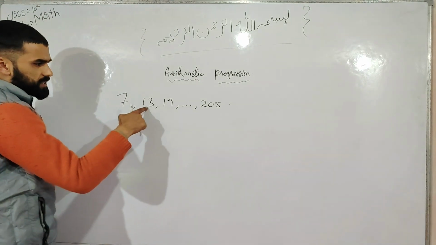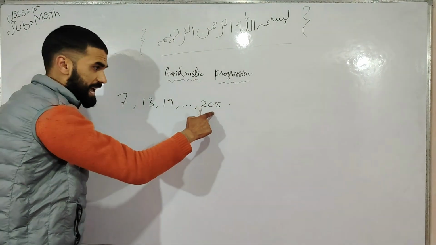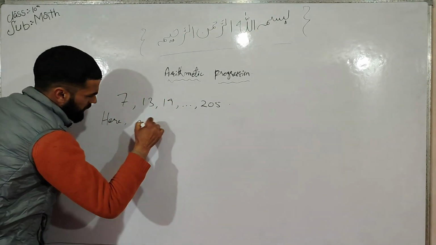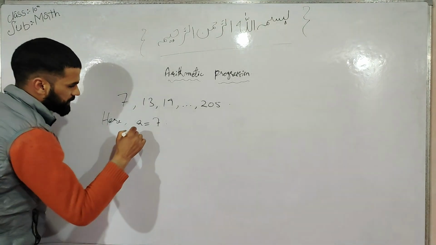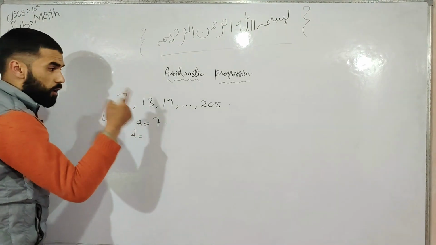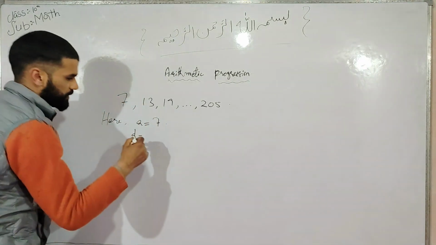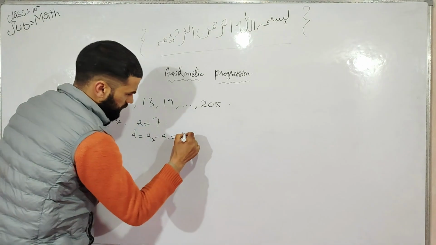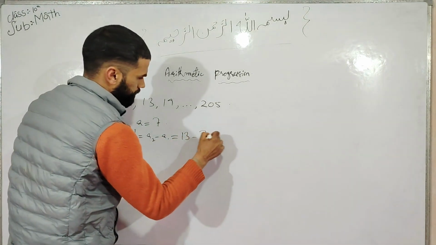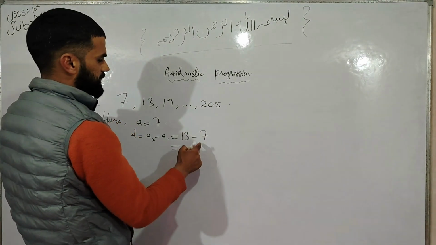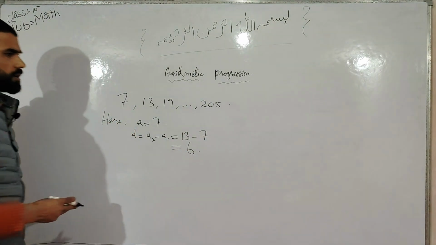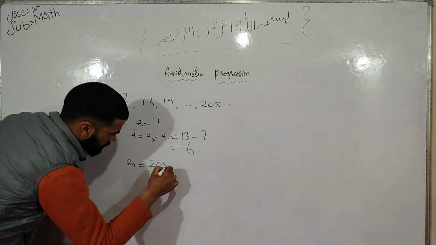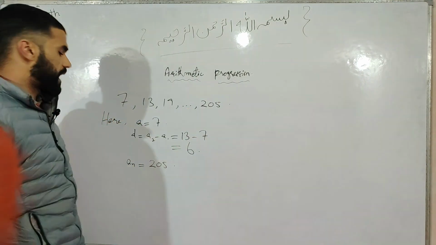So here this is the first term, this is the second term, this is the third term, and this is the nth term, this is an. So this is a and this is an. So here a is equal to 7 and d is the second term minus the first term. So d is a2, that is the second term, minus a1, that is the first term. Here the second term is 13 and the first term is 7. So 13 minus 7 is 6. Now an is equal to 205. n is the last term and the last term is here 205.